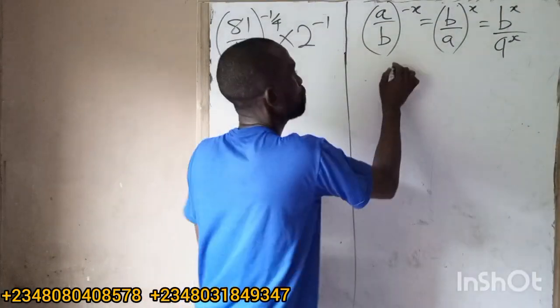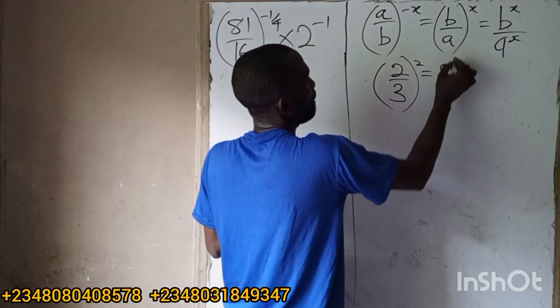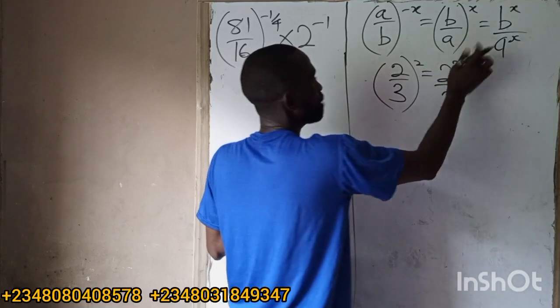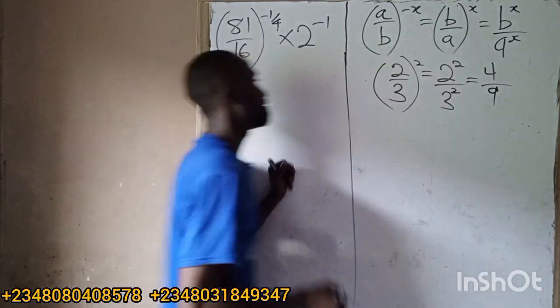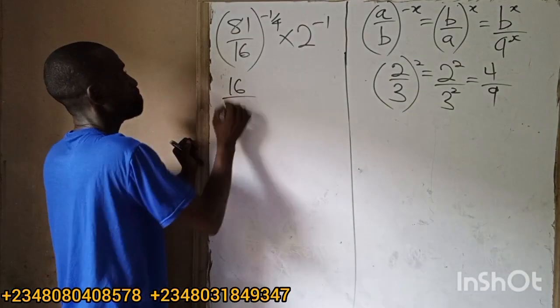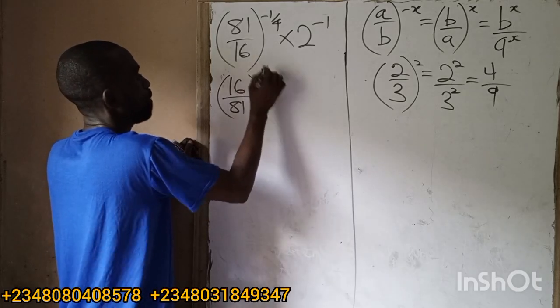So if I have 2 all over 3 raised to power 2, it will be 2 raised to power 2 all over 3 raised to power 2, which will be equal to 2 raised to power 2, which is 4, all over 3 raised to power 2, which is 9. Okay, so I'll apply the principle here. It will now be 16 over 81, everything is power 1 over 4.